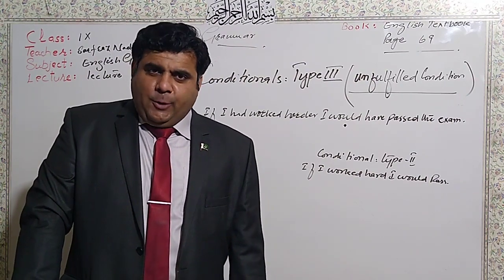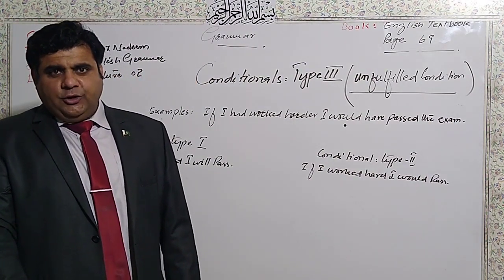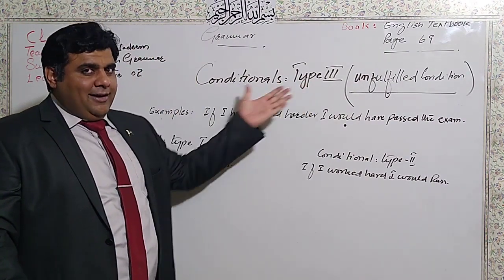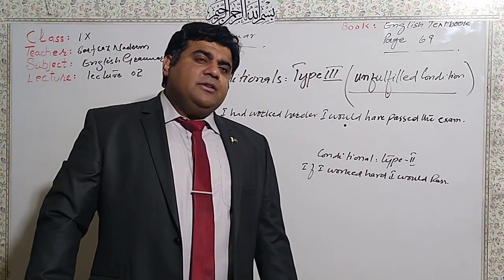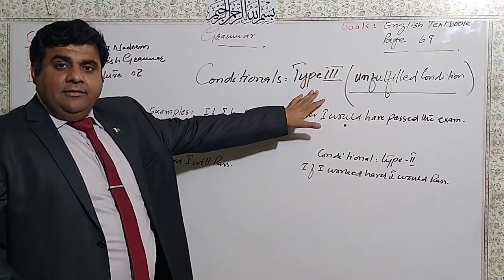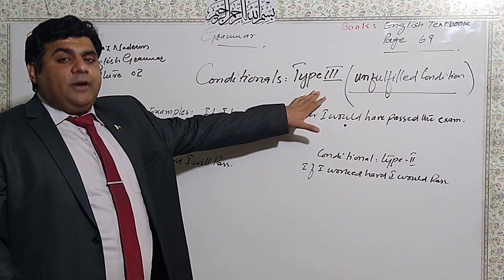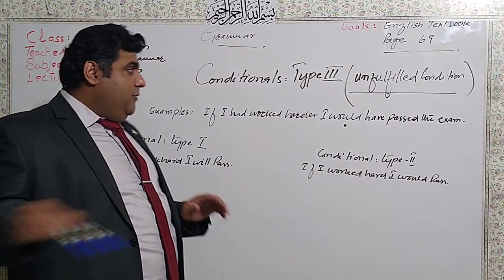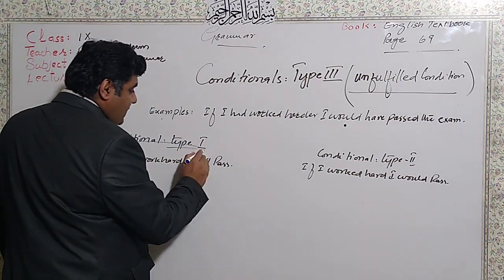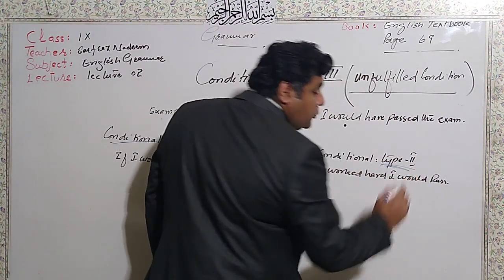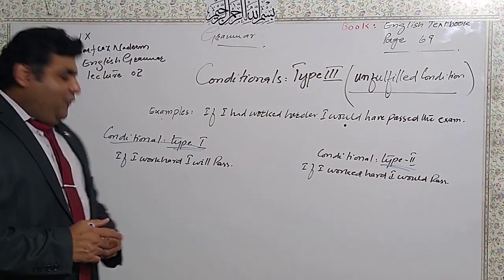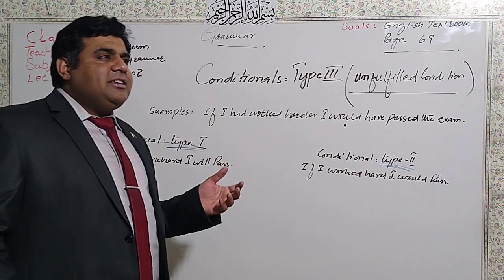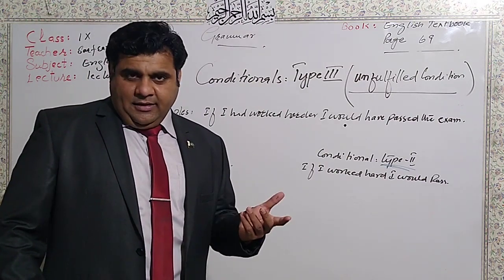Dear students, the last topic on page number 69, as I told you that we have four topics today in grammar, is conditionals type 3. Why are we going to call it type 3? Because we have two more kinds: conditional type 1 and conditional type 2 as well. Now, I will start from conditional type 1. What is conditional type 1? Dear students, condition means you are supposed to use the word if. Yes?